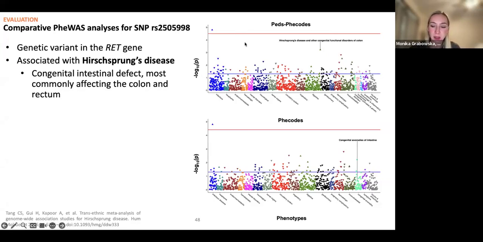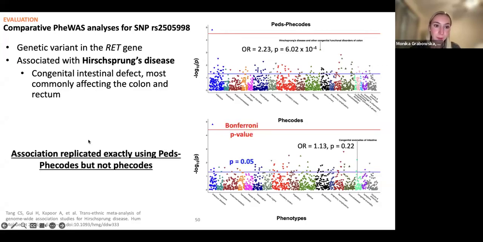And you can see for this SNP specifically, which is a genetic variant in the RET gene, which according to the GWAS catalog was associated with Hirschsprung's disease, a congenital defect of the intestine, we were able to replicate the association exactly using the PEDS Phecodes, as you can see here, but we weren't able to pick up the same signal using the Phecodes. Part of that is because we didn't really have a good match for Hirschsprung's disease in the Phecodes. That was one of the new Phecodes that we created in the PEDS Phecodes set.